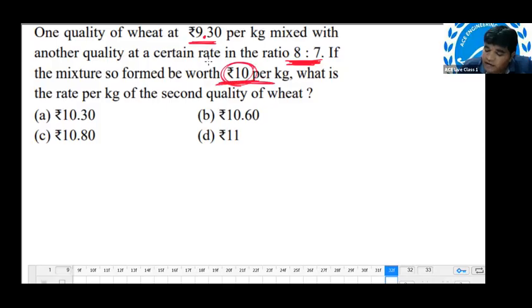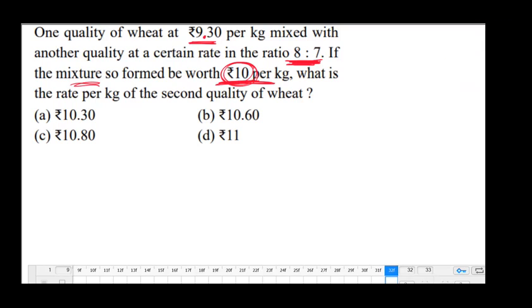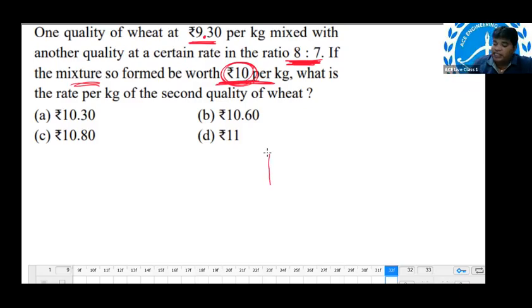So this 10 is called the mean price, the mixture price. The cost price of the unit quantity of the mixture is called the mean price. Mixture cost is 10 rupees. Okay? Yes. Next. So what is the rate per kg of the second quality of wheat? First I apply the allegation method. Wheat 1 and wheat 2. Wheat 1 costs how much? 9 rupees 30 paisa. I convert it into paisa.